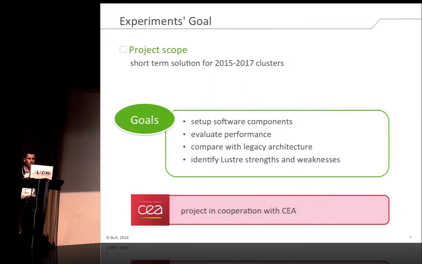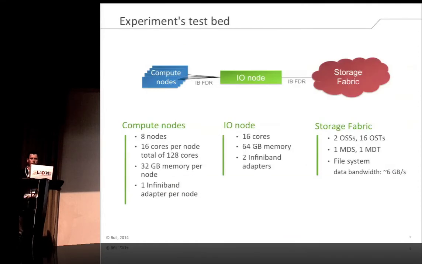Here is the testbed of our experiment. It's made of 8 compute nodes that have 16 cores each, so a total of 128 cores. At the moment, there is only one IO node, and the storage fabric is made of two OSSs and one MDS. Nodes are interconnected with 2 separate InfiniBand fabrics with FDR technology.